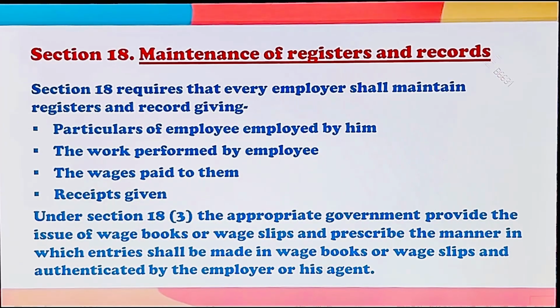Section 18, Maintenance of registers and records. Section 18 requires that every employer shall maintain registers and records giving particulars of employees employed by him, the work performed by employees, the wages paid to them and receipts given. And under Section 18, subsection 3, the appropriate government provides for the issue of wage books or wage slips and prescribes the manner in which entries shall be made in the wage books or wage slips and authenticated by the employer or his agent.